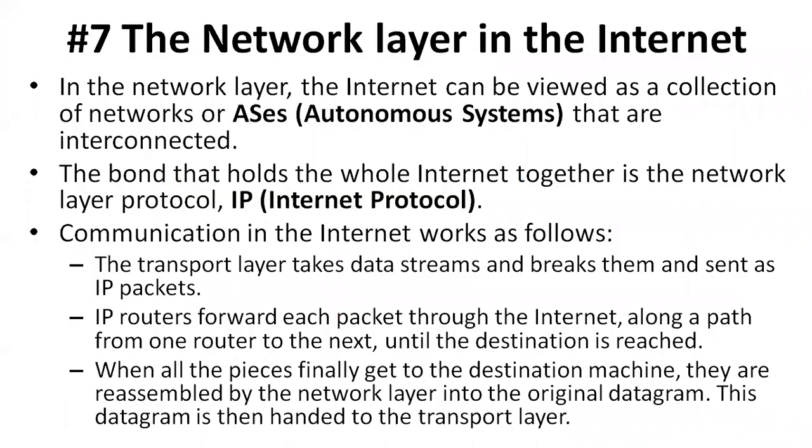Yeah. So this is the topic, network layer in the internet. Are you getting me? Yes, sir. So in this topic we have already been discussing autonomous systems. In the network layer, the internet can be viewed as a collection of autonomous systems, and the bond which holds the internet together is IP, which is called internet protocol. So we can use these same concepts until the end of the complete topic.